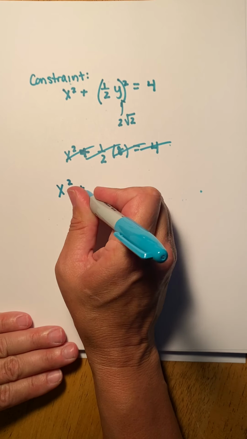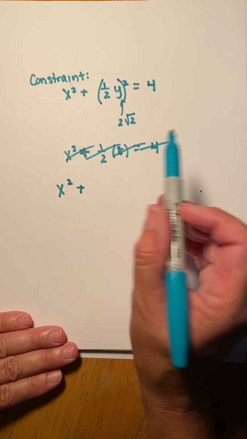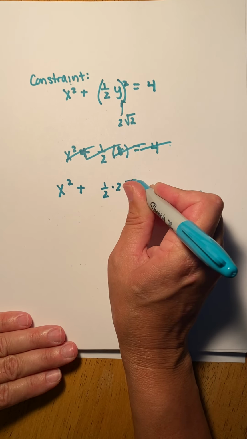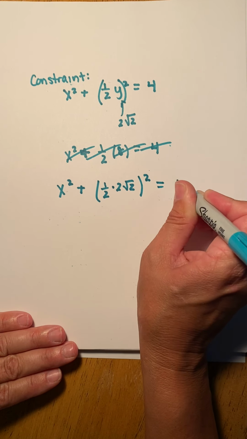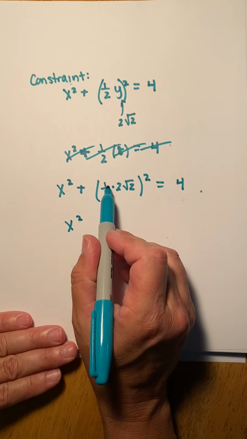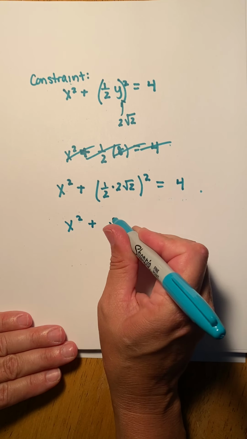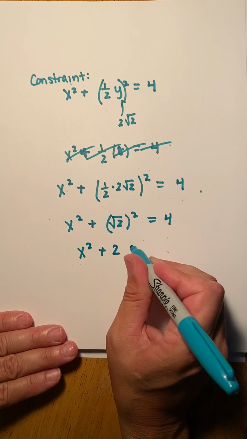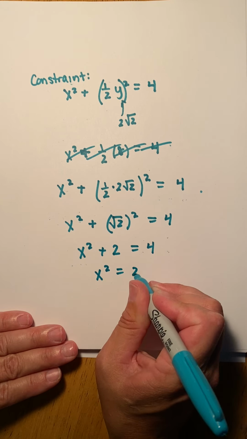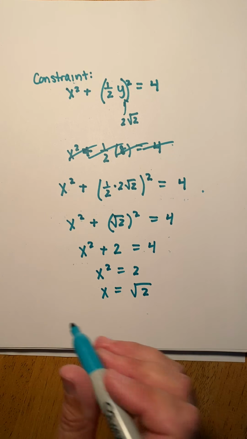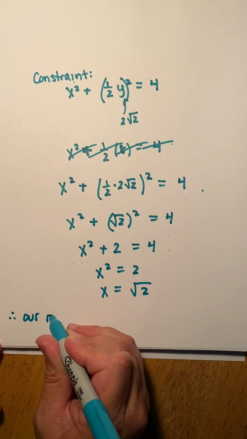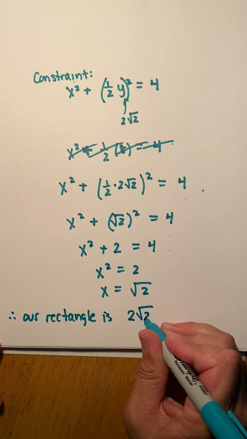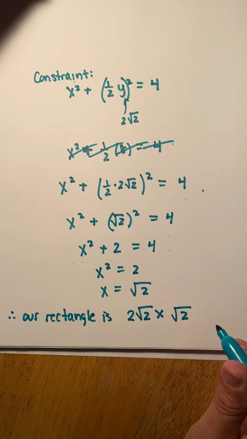So we have x squared plus, notice I saw here that x would have to be 0, but that doesn't make sense. So we have 1/2 of 2 square root of 2, and we're going to square that, much better. So x squared, well, 1/2 times 2 is just going to be 1, square root of 2 squared equals 4. So x squared plus 2 equals 4, x squared equals 2, and x equals the square root of 2. So therefore, our rectangle is 2 square root of 2 by square root of 2 units.